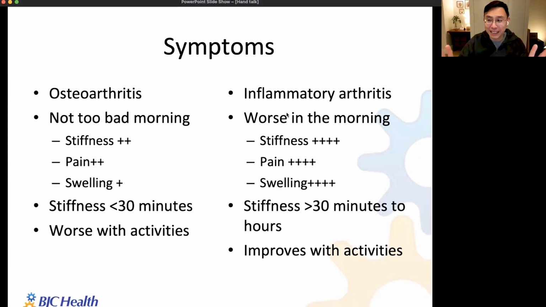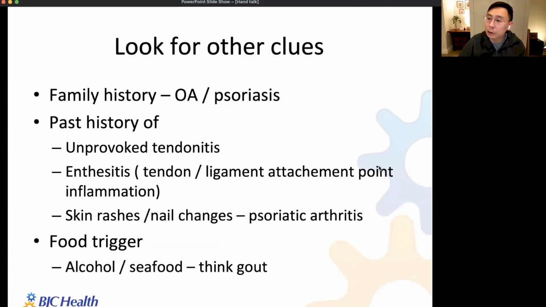But in real life, things are never that straightforward. We get a mixture of symptoms because people can get osteoarthritis and later on develop rheumatoid arthritis. So we have to be very careful in interpreting the symptoms. Now, all right, we look for other clues. Sometimes the history is not so helpful.